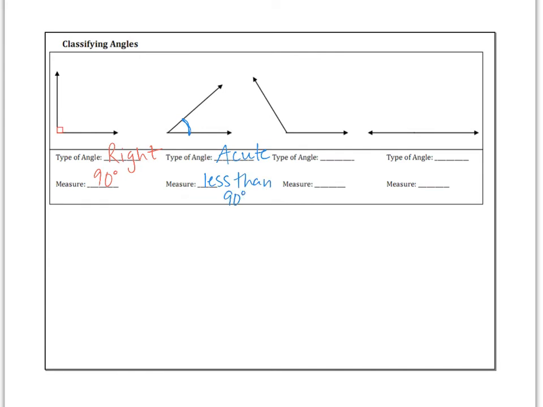The next one, that is an obtuse angle. Now an obtuse angle, like this one, has to be between 90 and 180, or in other words, more or greater than 90 degrees. And then finally, last but not least, we mentioned this a minute ago, this would actually be called a straight angle. It's wide open, it's flat, it's a straight angle, and its measure is 180 degrees exactly.